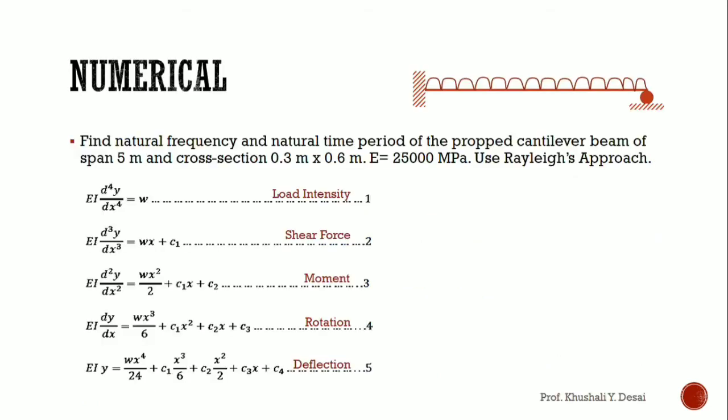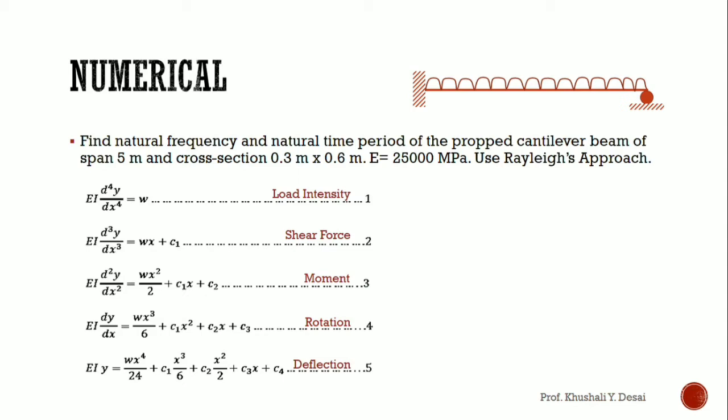Let us take up a numerical. Consider a propped cantilever beam here and find its natural frequency and natural time period. The beam is having a span of 5 meter with cross section of 0.3 width and 0.6 meter of depth. Young's modulus is given as 25,000 megapascal. The approach to be used is Rayleigh's approach.